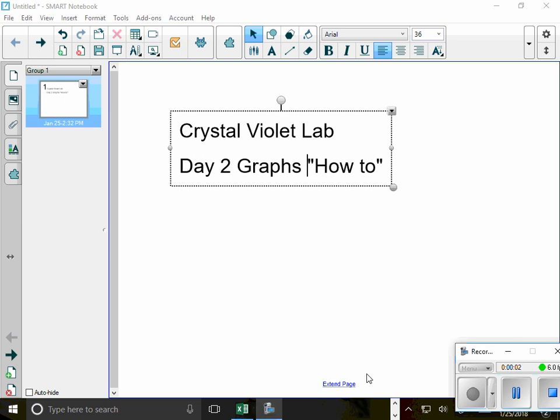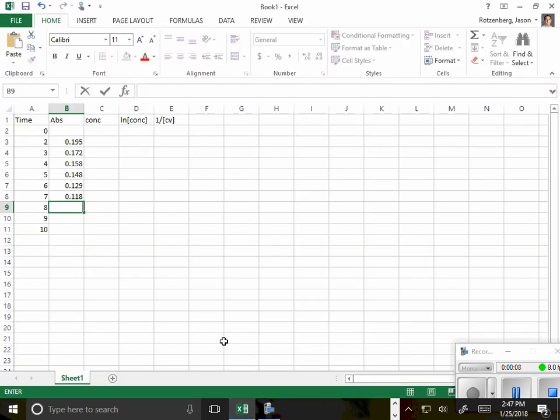So this is how to make the graphs that you need to do for day 2 of the Crystal Violet lab using Microsoft Excel. What I did is I went over to Excel, and you can actually follow along a little bit with the back page of the lab itself. Notice the first thing I did is I have section headings of time, absorbance, concentration, natural log of the concentration, and then 1 over concentration.